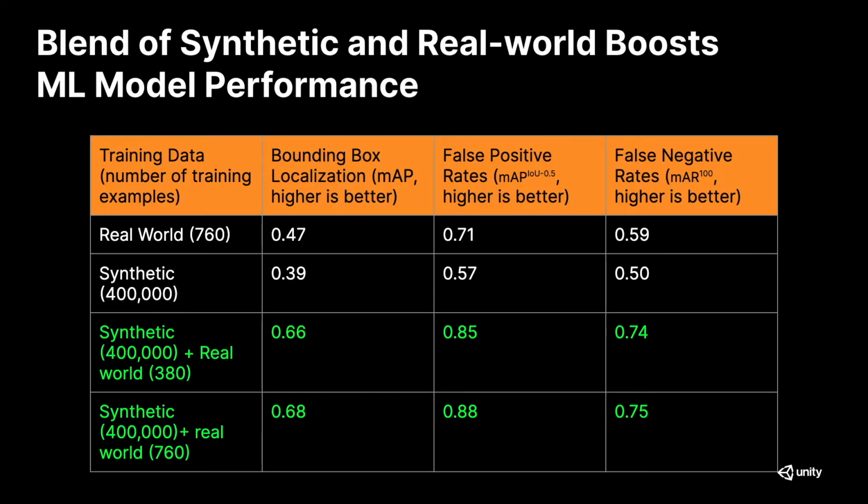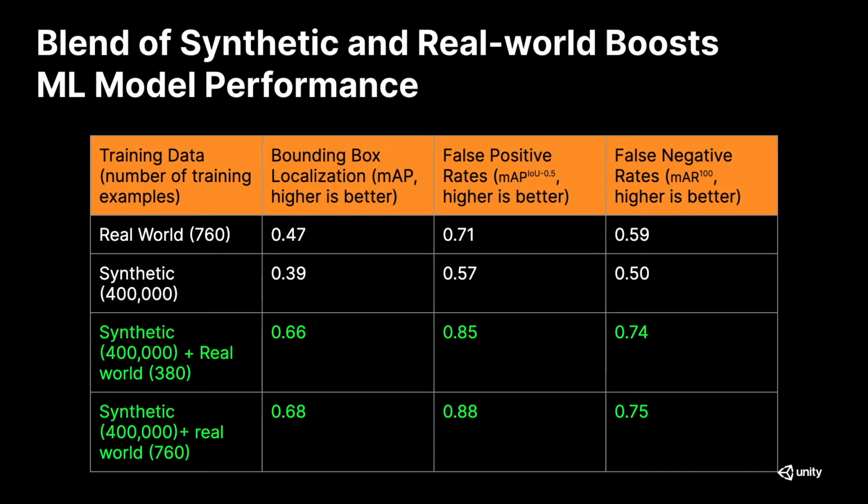So what did we get when we went about training this model? Well, here we see some results of a blend of synthetic and real-world data. And we see that with real-world images alone, we get a certain rate of precision and recall, which are key measures in the performance of a computer vision model. With synthetic data alone, we see lower performance across the board on these key measures.